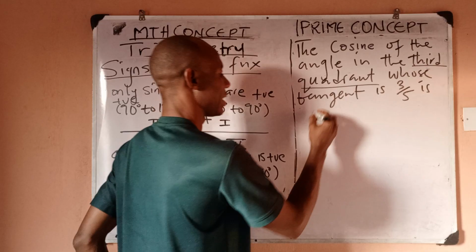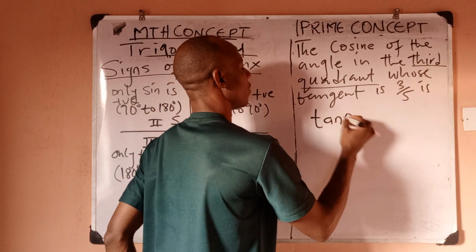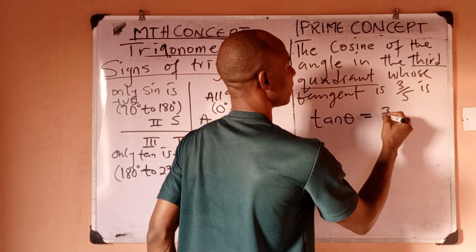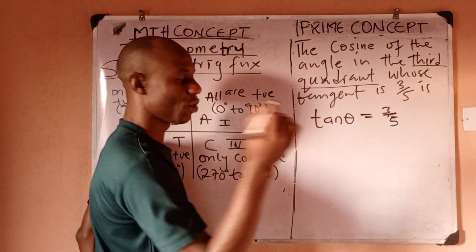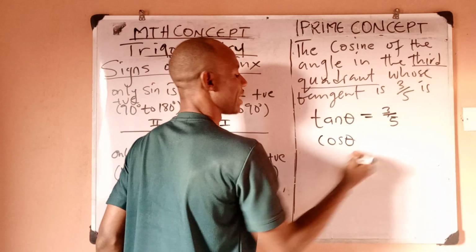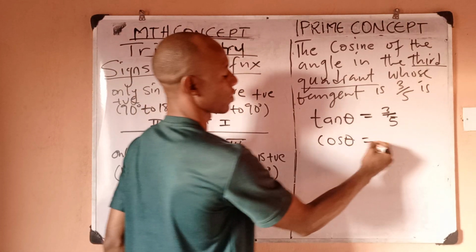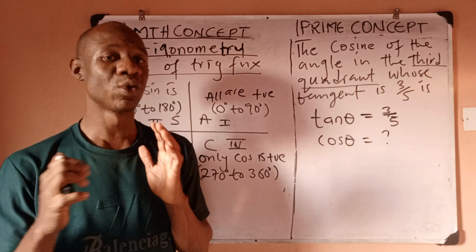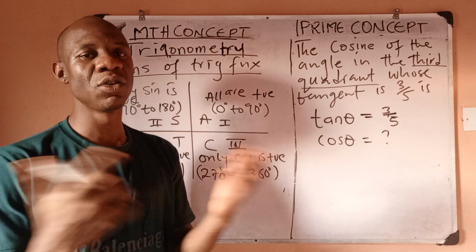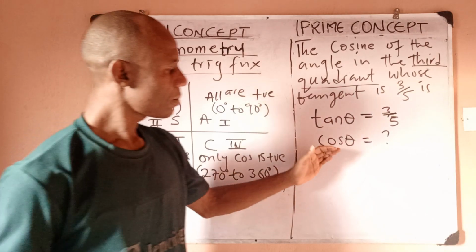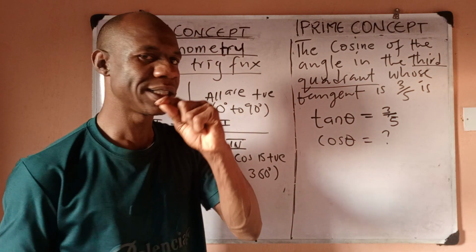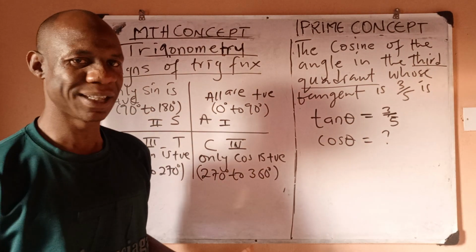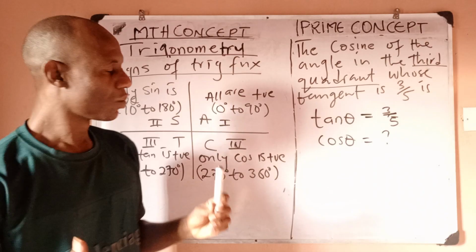So what they are telling us is that tan of the angle theta is actually 3 over 5, right? They want us to find the cosine of that angle. What is cos theta? But they gave us something that will guide us. If they don't give us this, you may lose your guide, right? So we want to find this, noting that that angle is in the third quadrant, right? What is the implication? We're going to see.